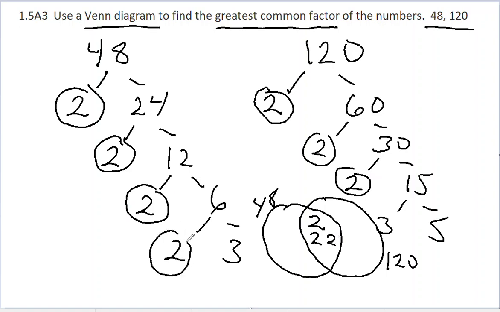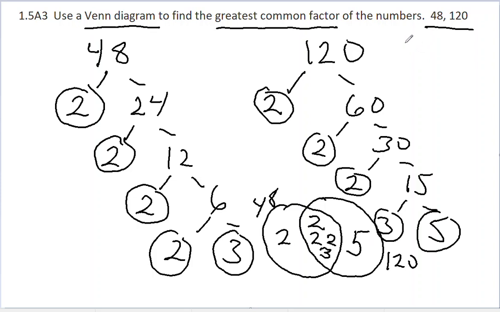We don't have another common 2 over there, so we're going to put it here. We do have a common 3 though. That goes in the middle. Finally, we're left with a 5, which is not in common with anything over there.